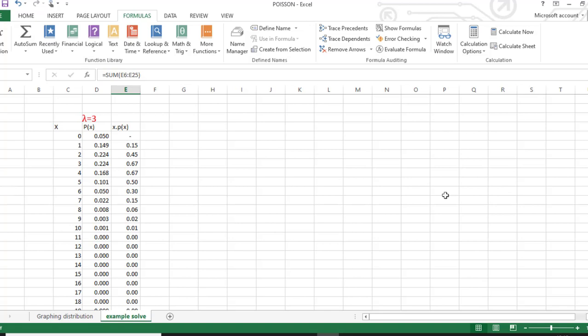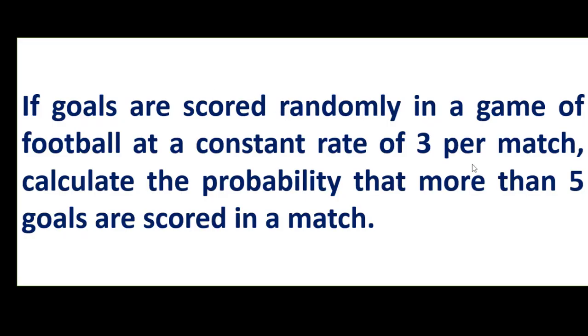Okay, now let us see the example which we have calculated theoretically in our class. This is the example. Let us read again. If goals are scored randomly in a game of football at a constant rate of 3 per match, calculate the probability that more than 5 goals are scored in a match. Okay, so here we are being given that the value of lambda is 3. Now we have to calculate the probability that x is more than 5.